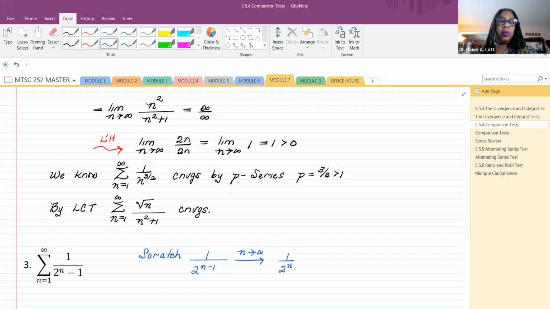So when we come back tomorrow, just before we start our next section on alternating series, we'll discuss whether this series, what you got, converges or diverges. Okay, any questions? Comments?